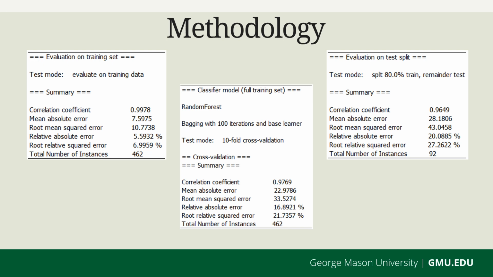Similarly, in the test split, the model maintains solid predictive performance with a correlation coefficient of 0.9649 and relatively low MAE and RMSE. Cross-validation results reinforce the model's robustness and consistent accuracy across different subsets of the training dataset, substantiating its potential for practical application in precision forecasting for malaria incident in sub-Saharan Africa.